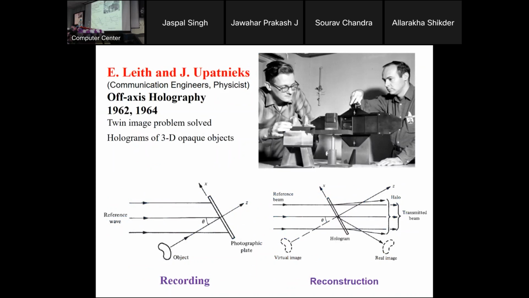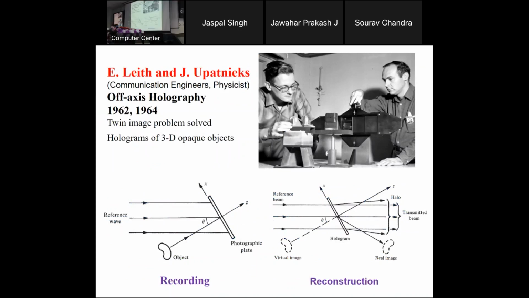So you can see here in the recording process, there is a reference beam, and the object beam comes at a certain angle, let's say theta. Depending on the coherence, depending on the intensity of the light, the theta could be 2 degrees, 5 degrees, 10 degrees, 30 degrees. It depends also on the resolution offered by the detector.